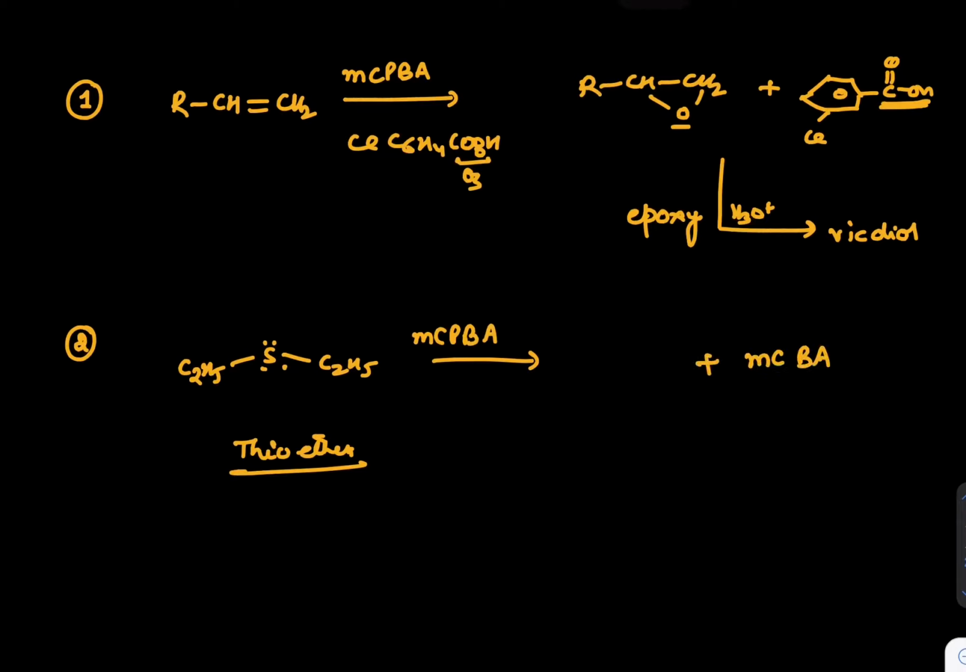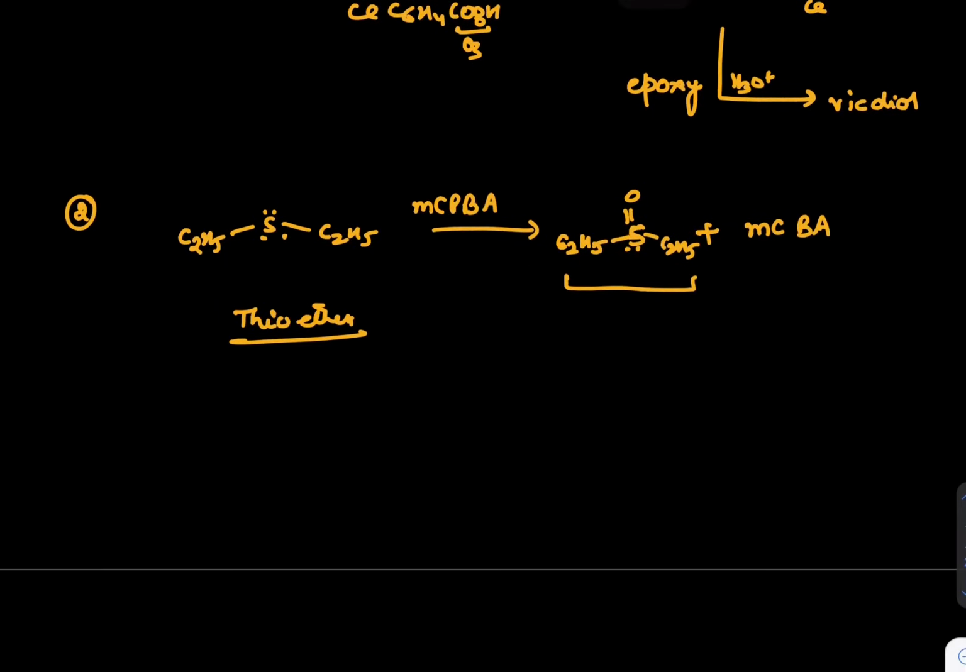Along with that, most importantly, it will become C2H5 sulfur double bond O, C2H5. If you look at this compound, it is a sulfoxide. So S double bond O is basically a sulfoxide, right? So you can say this is being oxidized with the help of mCPBA.